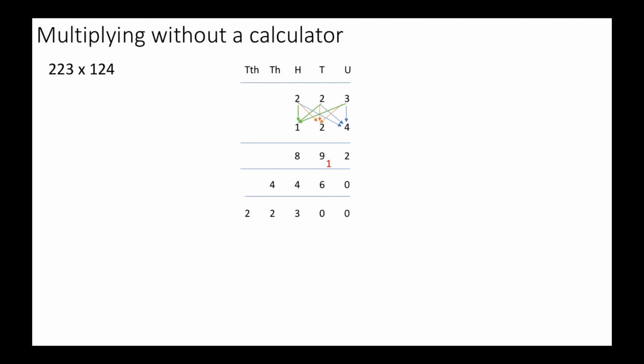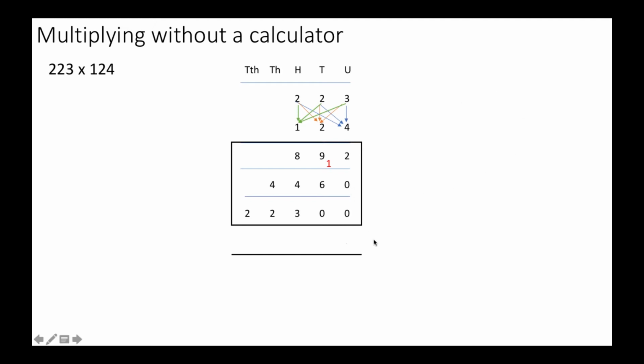And now what we've got to do is, ignoring that 1 that we carried in the red, add up all of these numbers. Okay, I'm going to put another line, and I'm going to add in rows. So I'm going to do 2 add 0, which is nice and easy, 2. Now if we look at this, we've got 6 add 9.